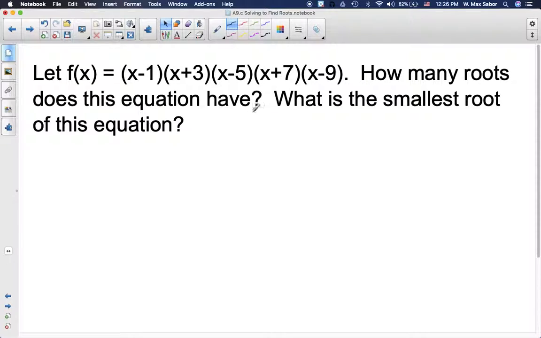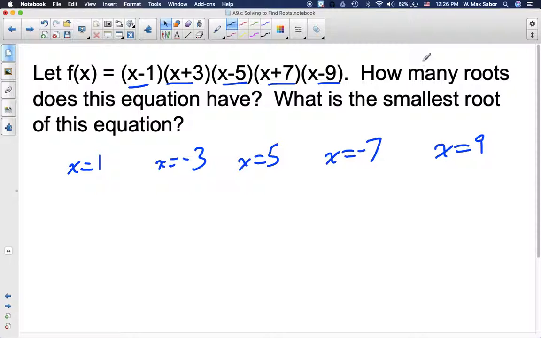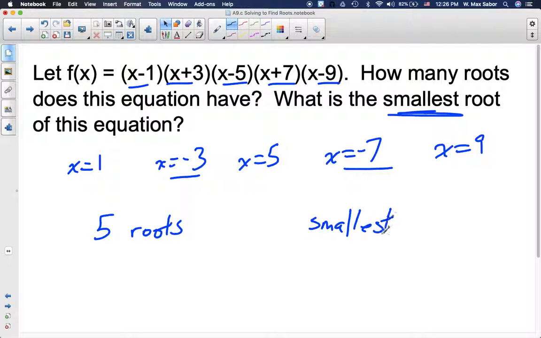How many roots does this equation have? Well, it should have one root for each of these factors. So x equals 1, x equals negative 3, x equals 5, x equals negative 7, x equals 9. So how many roots? It has 5 roots. Count them, 1, 2, 3, 4, 5. And the smallest root, well, it's definitely not the positive ones. It's going to be one of the negative ones, and the smallest one will be negative 7.